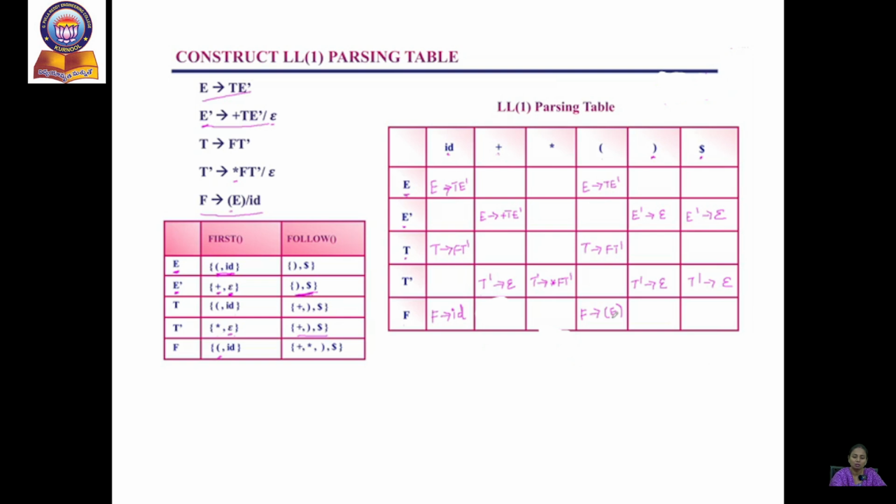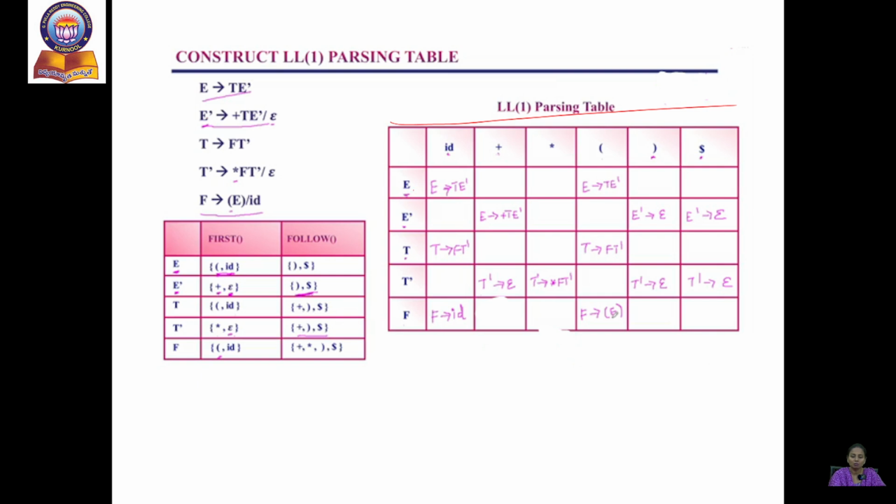Here you can see a table which has rows and columns. I have considered the row names as all the non-terminals present in the grammar. In the grammar we have E dash, T dash and F. All these will be considered as the rows in the table. So E dash, T dash and F.